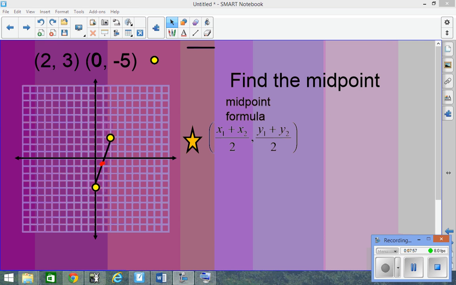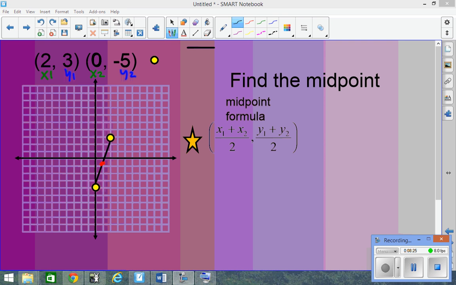And here's the midpoint formula that we talked about today. So what we want to do is make sure that you've labeled your points. And we're essentially taking half of the distance of the x's. That's what this divided by 2 is. Half of the distance of the x's and half of the distance of the y's. And that's going to give us the midpoint.